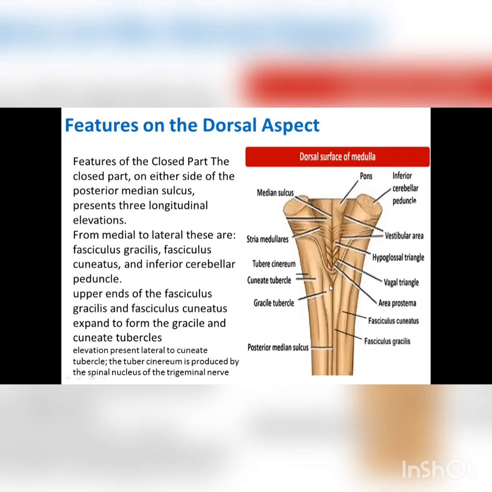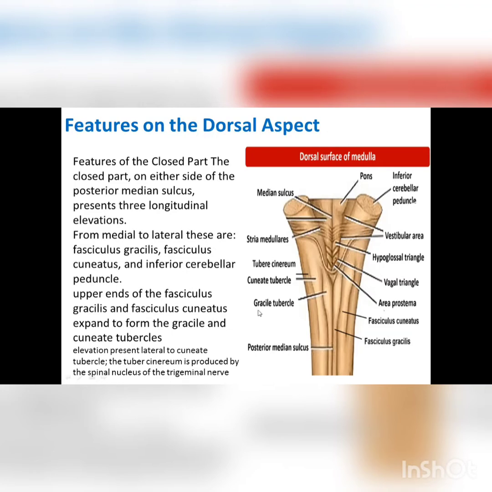Fasciculus gracilis. You can see here, this is the fasciculus gracilis, from medial to lateral. Number one, fasciculus gracilis, then fasciculus cuneatus, and the inferior cerebellar peduncle. This is the inferior cerebellar peduncle. So from medial to lateral, the three longitudinal elevations are the fasciculus gracilis, fasciculus cuneatus, and inferior cerebellar peduncle.